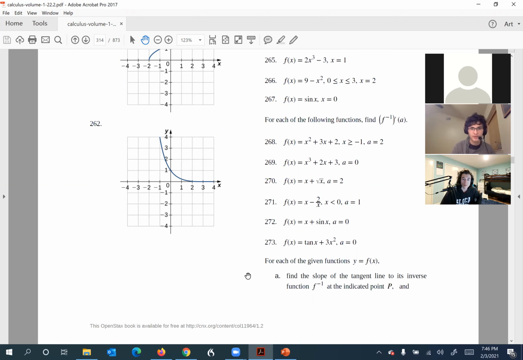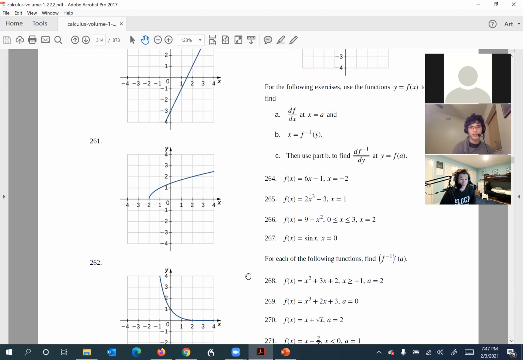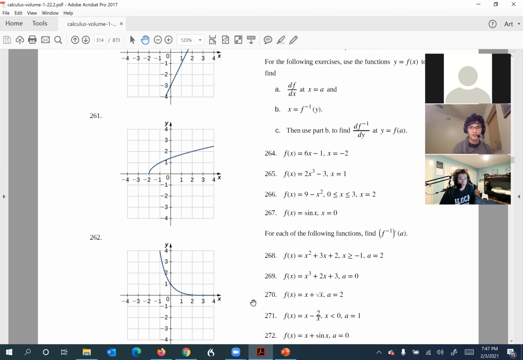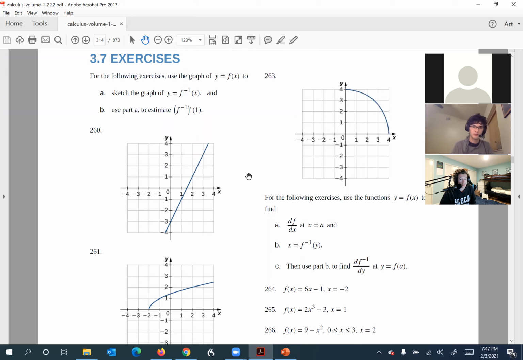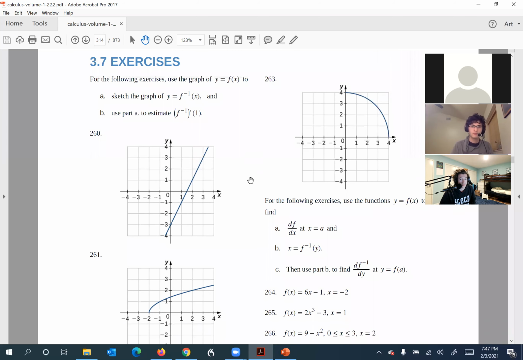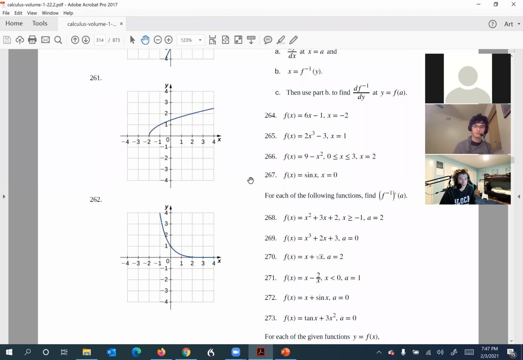Also, my first question was on 261, which is, I think just reviewing how to find the graph of the inverse from the original graph would be useful. Sure, absolutely. Let's do that. Again, this is for you guys here. So sketch the graph of the inverse function, and then use part B to estimate the derivative at 1. Okay. So 161, you can actually do it on here.